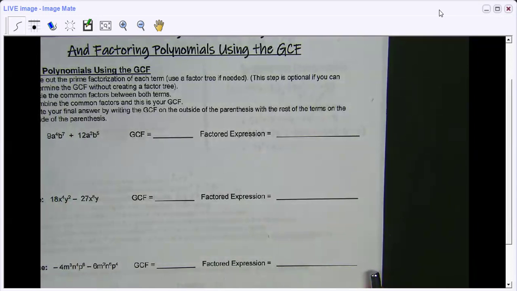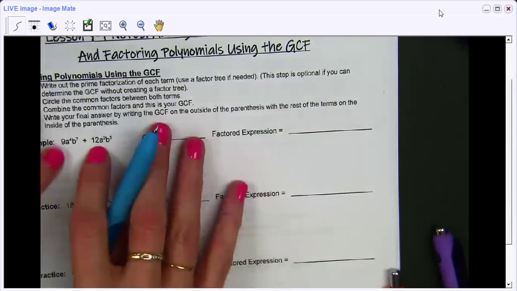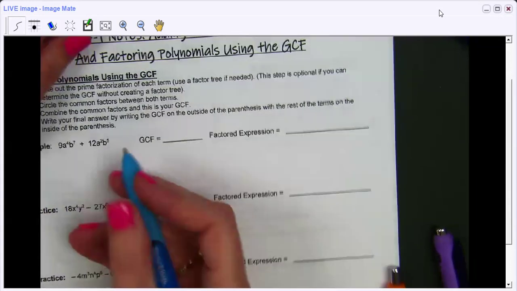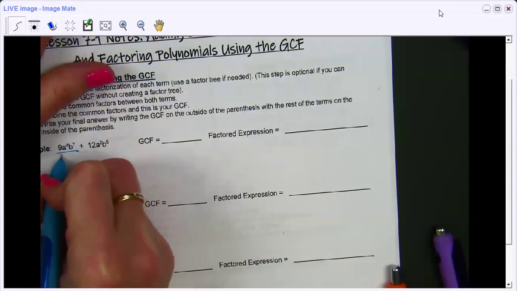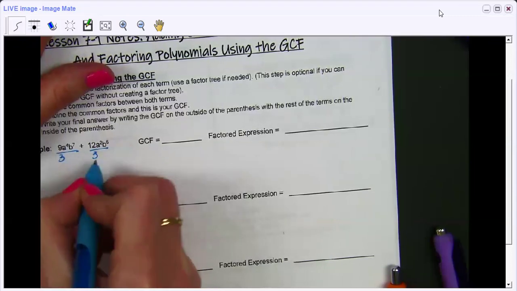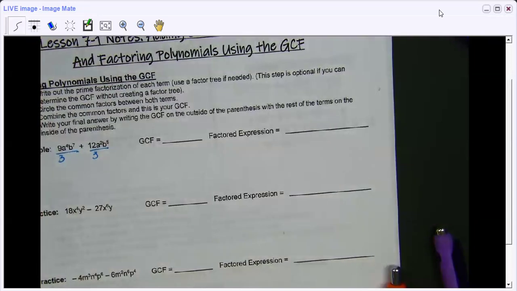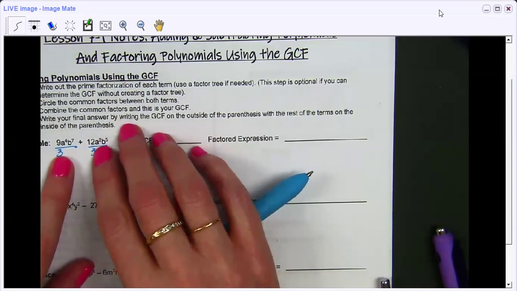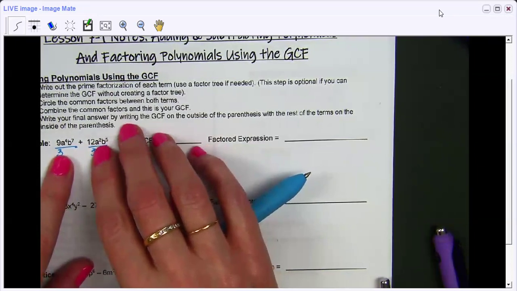So let me walk through this one really slowly so we can see if you guys understand. So 9 and 12, they have a common factor of 3. So I know that I'm going to divide this by 3 and this by 3. Okay. Now, the first term has 4 A's. The second term has 2 A's. How many total A's can I reduce out of both of these terms?